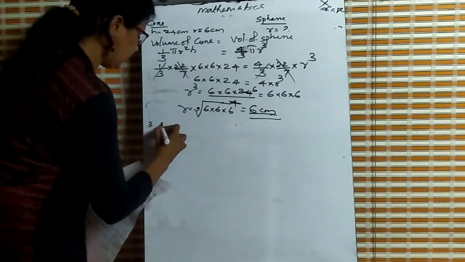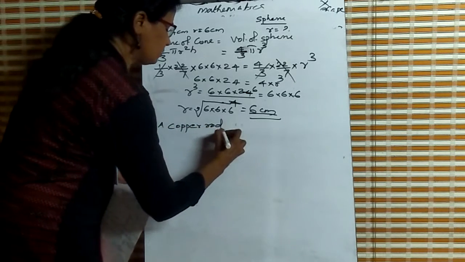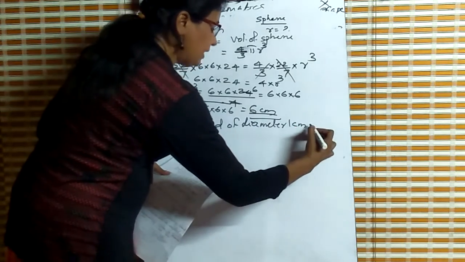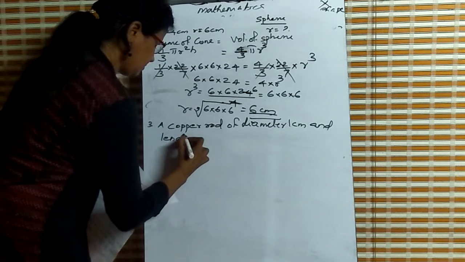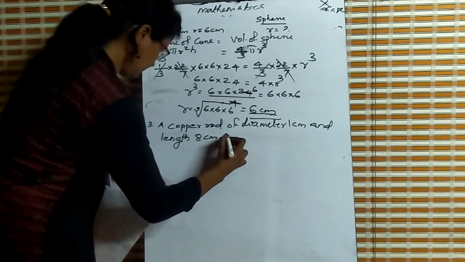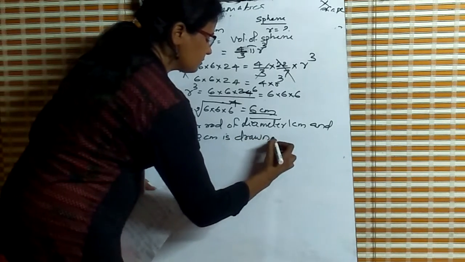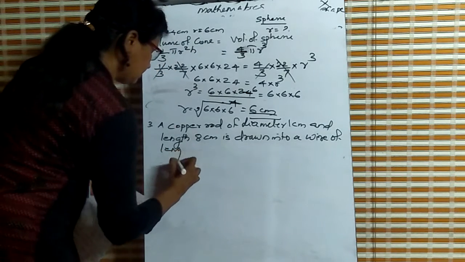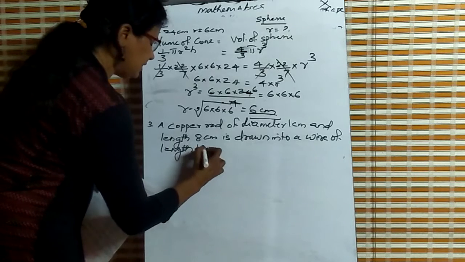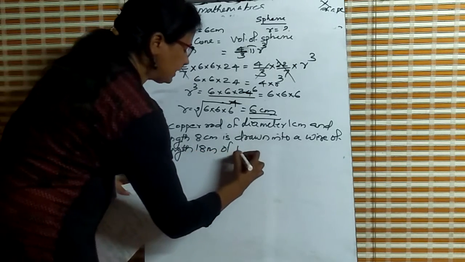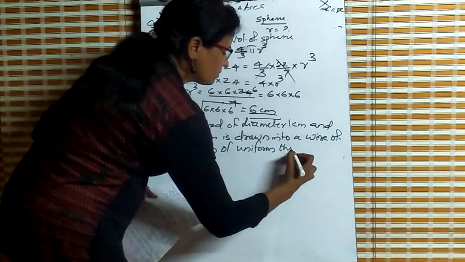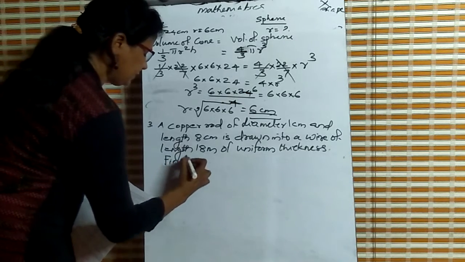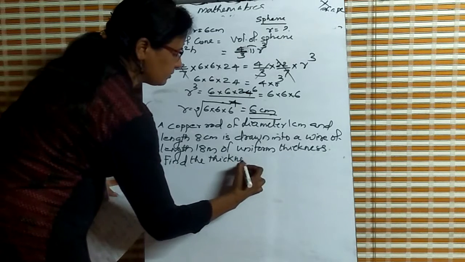A copper rod of diameter 1 centimeter and length 8 centimeter is drawn into a wire of length 18 meter of uniform thickness. Find the thickness of the wire.